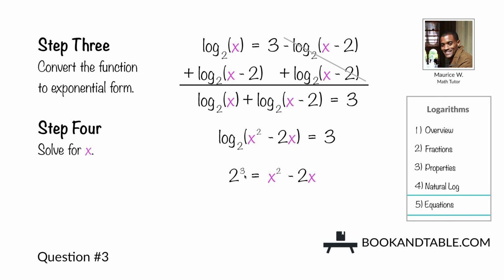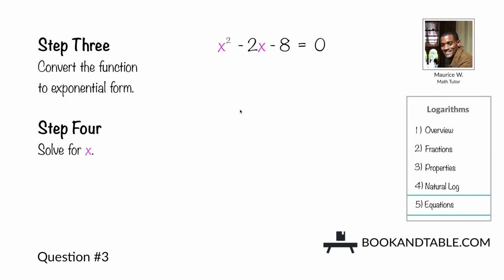2 raised to a power of 3 is equal to 8. And now if we subtract 8 from both sides, 8 minus 8 is 0, and that's equal to x squared minus 2x minus 8. And now we can factor this polynomial to find two possible values for x. So we have x squared minus 2x minus 8 is equal to 0. So we want to find two factors that have a product of negative 8 and a sum of negative 2. That would be negative 4 and positive 2.